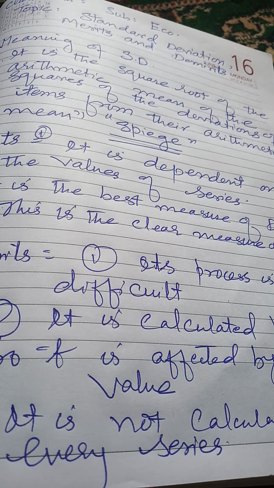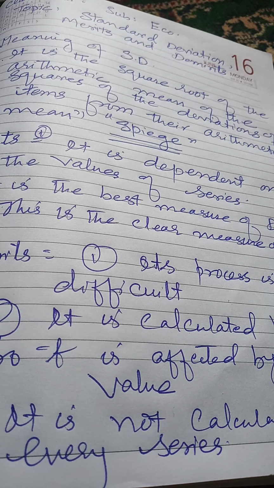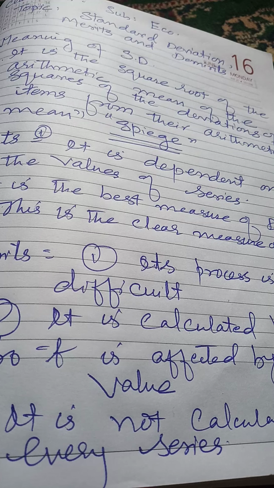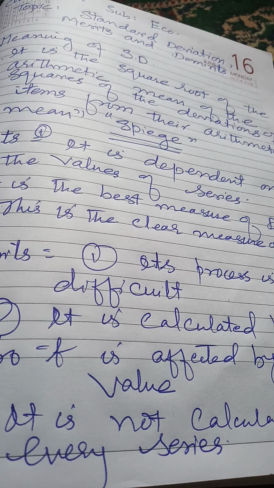Then this method has certain drawbacks or demerits. First, its process is very difficult. So far as standard deviation is concerned, it is not used everywhere. Its process is very complicated, so while making use of it, we ought to take various things into consideration. Second, it is calculated by the mean, so it is affected by extreme values. Since, by its definition, it is the square root of the mean, it is affected by extreme values.